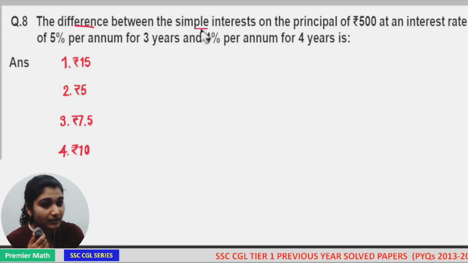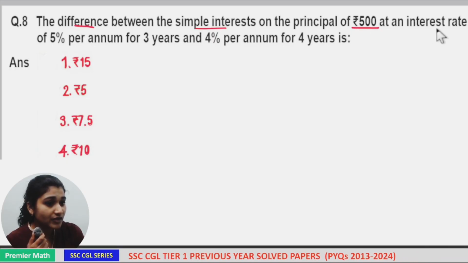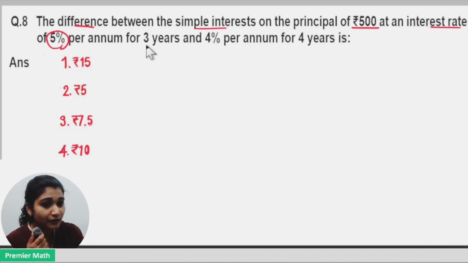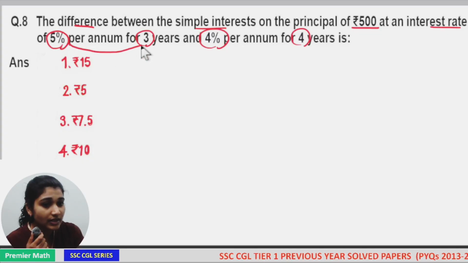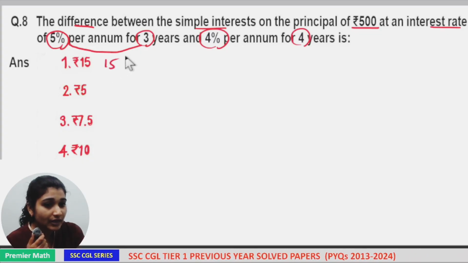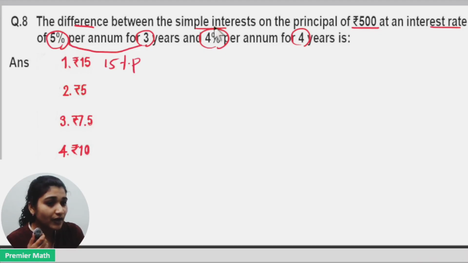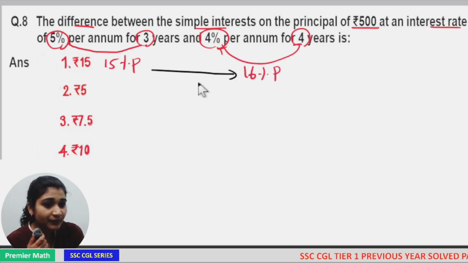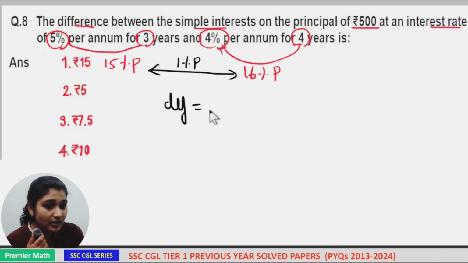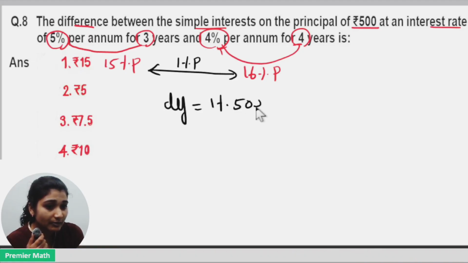The difference between simple interest on the principal of rupees 500 at an interest rate of 5% per annum for 3 years and 4% per annum for 4 years is. Here, for 1 year it is 5% of the principal, means for 3 years it is 5 into 3, 15% of the principal. Now for 1 year it is 4%, means for 4 years it is 4 into 4, 16% of the principal. So the difference between these two interests is 1% of the principal. So the difference is 1% of 500 rupees, which is 5 rupees. Option 2 is your answer.